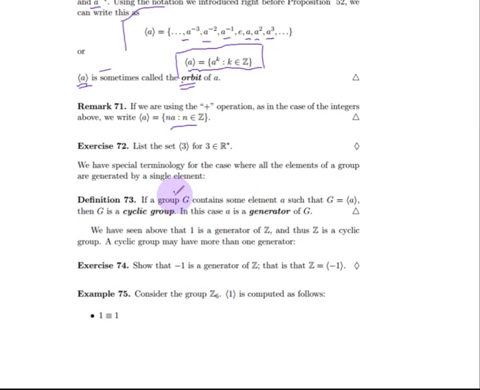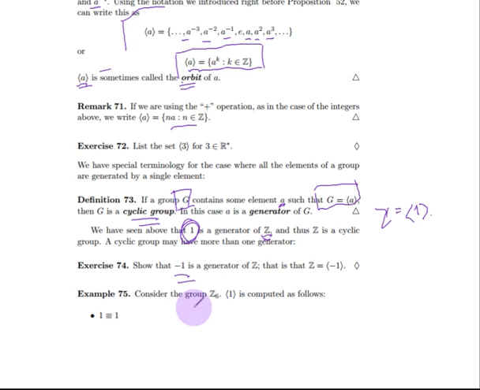Okay, if you have a group where the orbit of some element is the entire group, then that group is called a cyclic group. So in fact the integers is a cyclic group generated by the element 1. Why? Because Z equals angle brackets 1. Now that doesn't mean that 1 is the only generator of Z. It turns out that minus 1 is also a generator.